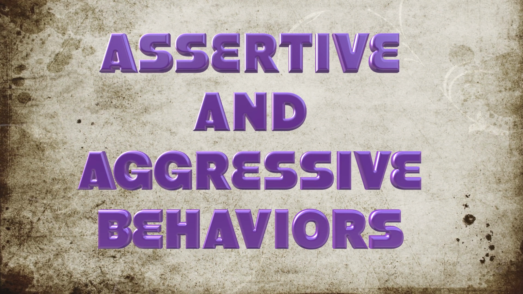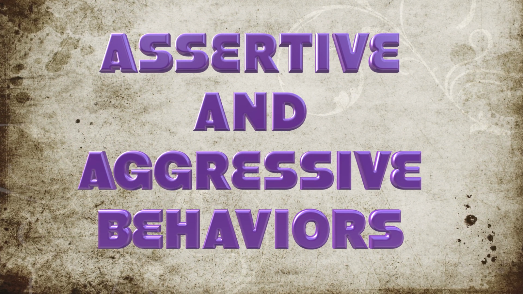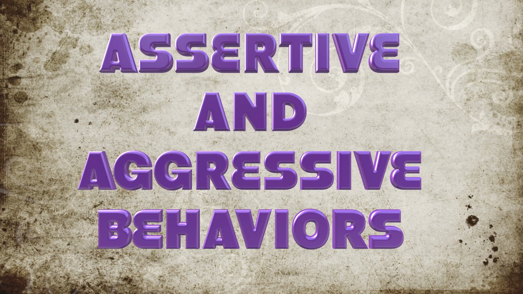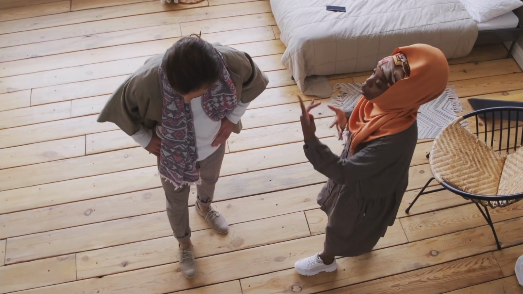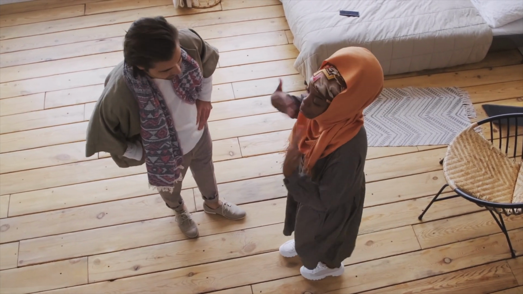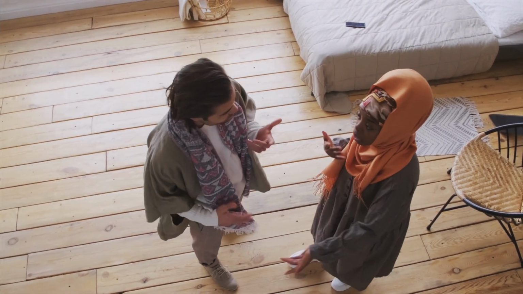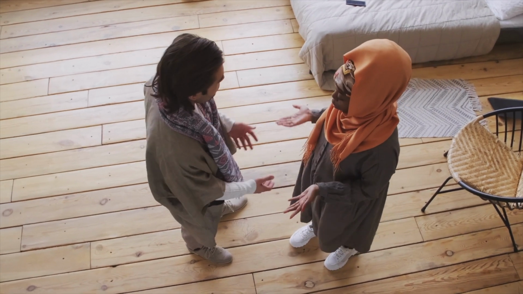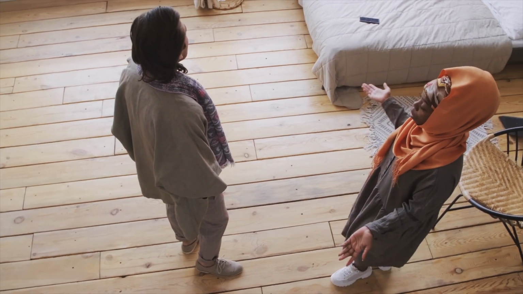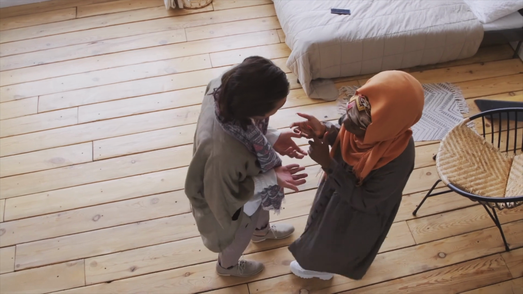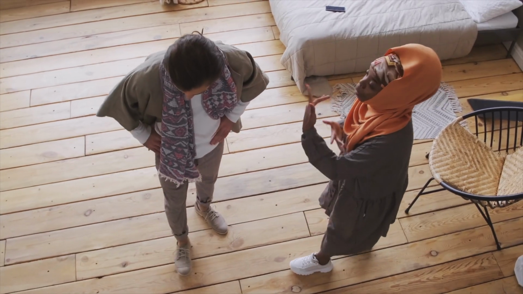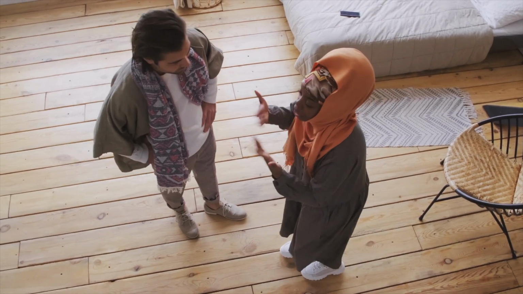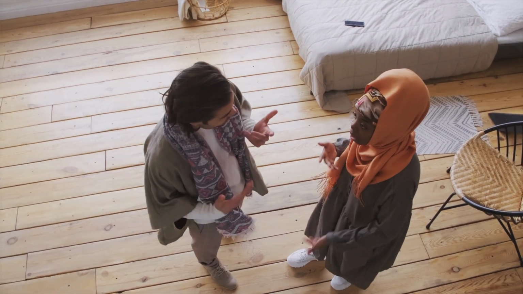Now, I will differentiate assertive behavior as opposed to aggressive behaviors. Assertive behavior entails acting with confidence, expressing one's ideas while respecting someone else's rights. Whereas, on the other hand, aggressive behavior is very hostile. It entails demanding one's rights without respect for someone else's.